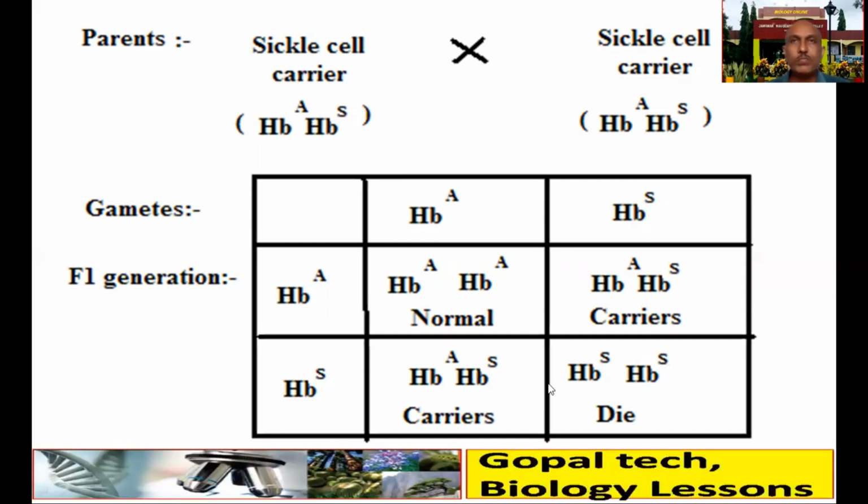Similarly, again use the Punnett square and see the possibilities. If HbA HbA comes, a normal progeny. If HbS HbS comes, it will die because it is homozygous recessive. But HbA HbS, so there are two carriers, so the disease will be carried to the next generation.